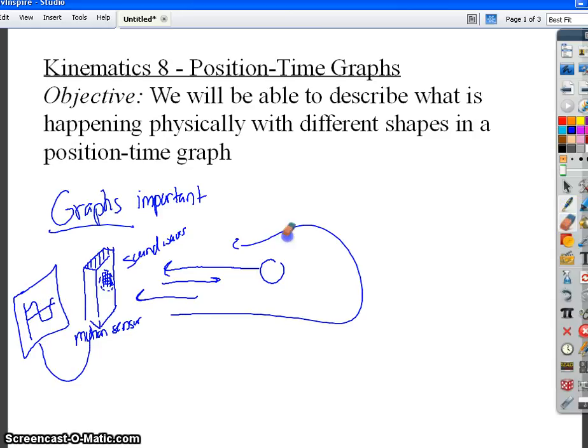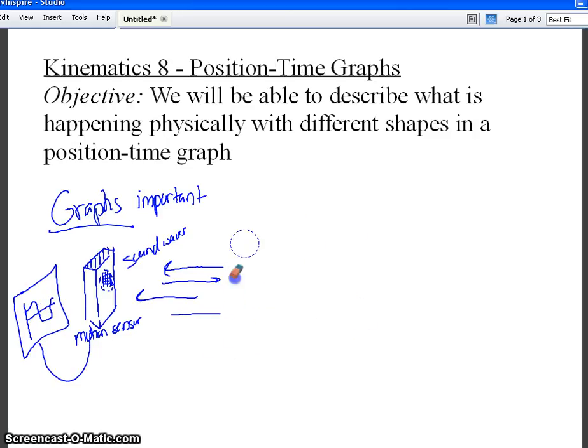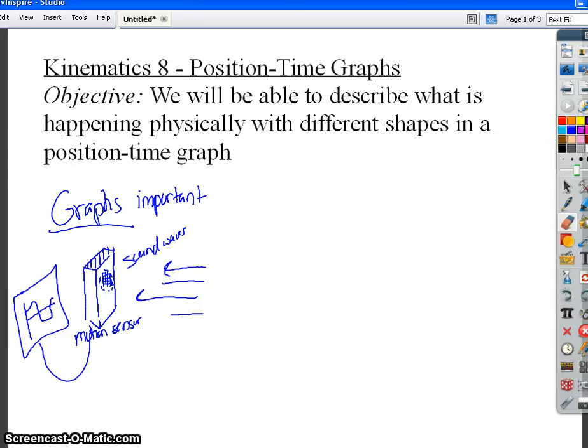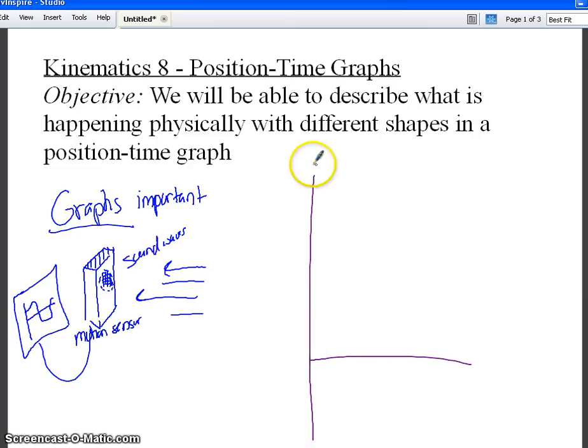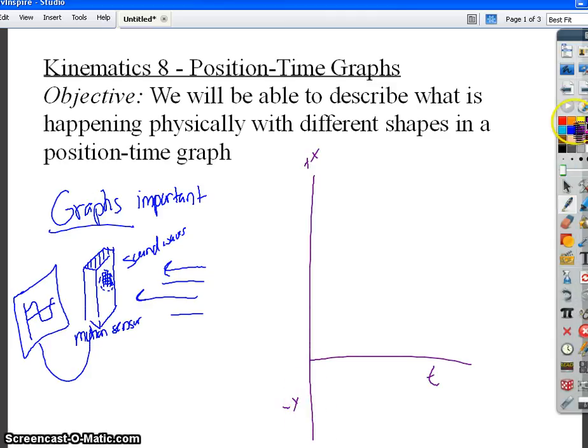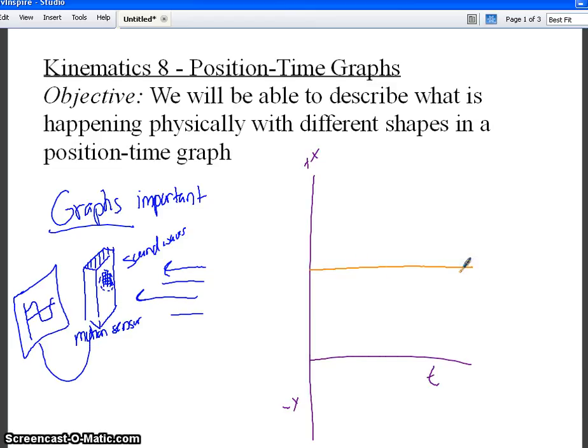So let's start here. A position time graph is exactly what it sounds like. It is a graph. I'll even make it go further, and we have positive x, negative x, and time. We are measuring position and time. Okay, so if we had a straight line on a position time graph, that means an object is standing still. The position is not changing. You can see by a straight line.